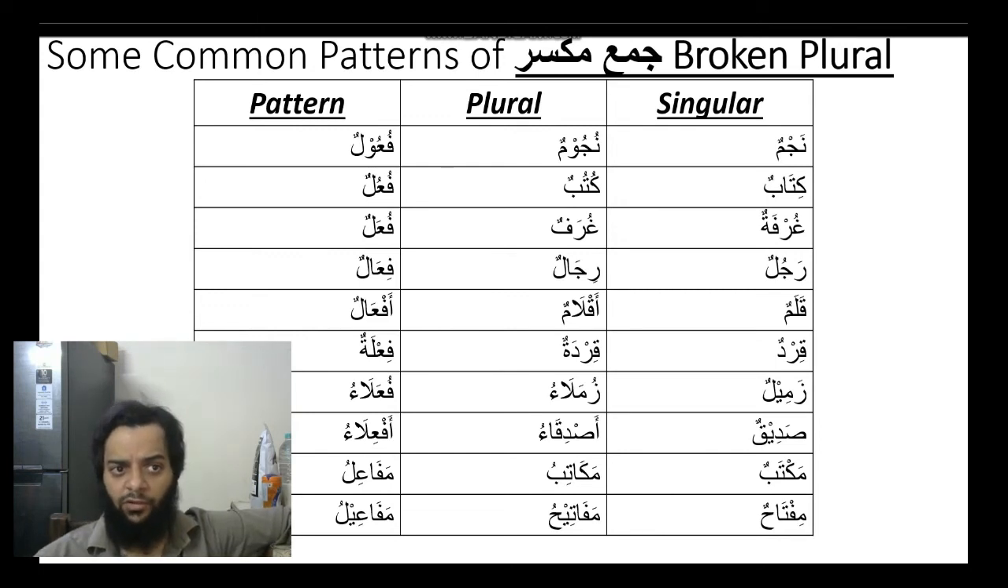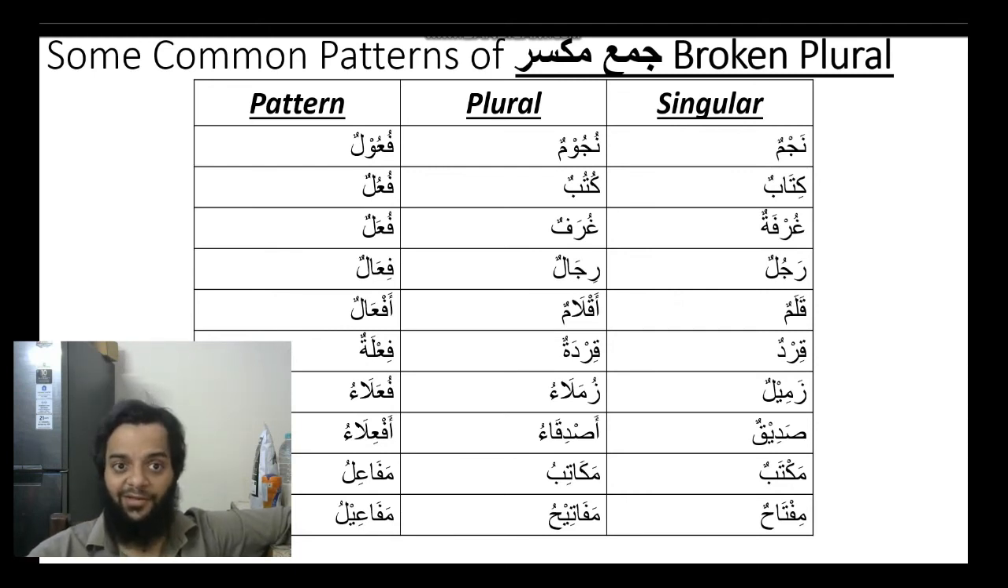Basically ghair munsarif nouns are those nouns which can't have tanween and they can't have kasra unless they meet one of the 2 exceptions which I explained in my previous video. Okay, if the noun has al, then it can have kasra, or if the noun is mudaf and it is majroor, then it can have kasra. Otherwise a ghair munsarif noun will not have kasra and it will never have tanween. So the plurals on these 4 patterns will not have tanween. Okay, and they can't have kasra.